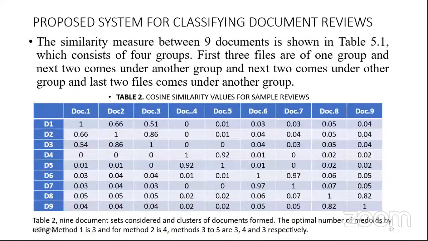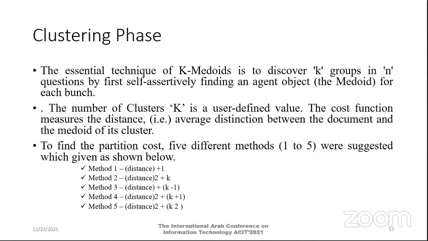So from this, we get what we proposed in the documents. We collected 9 documents, which are shown in the table. We classify the documents into 3 files in one group. These groups will have files under each group. After making these groups, we are going to cluster in the next step.